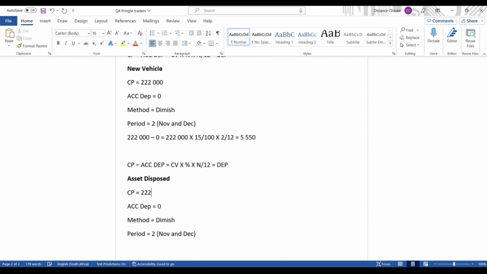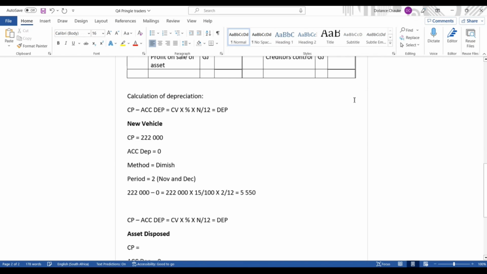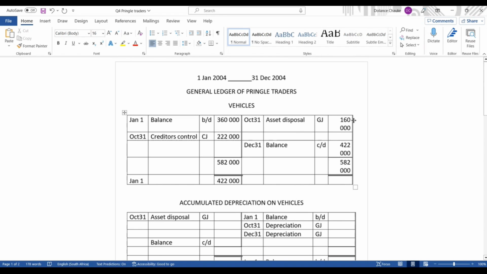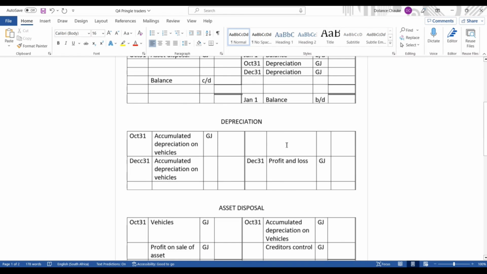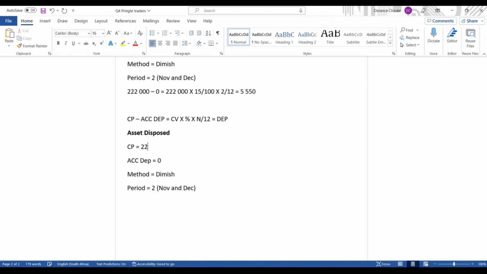How much is the cost price for the disposed vehicle? Guys, it's there. Remember, here, it's 160,000. You don't have to take time to think. Because remember, in the exam you are facing time issues as well, so you can't be delaying things. Because I know that we determined the cost for the asset disposal. So you guys should know.